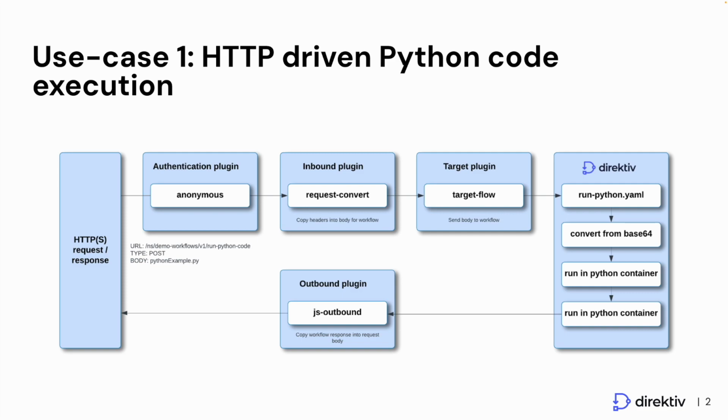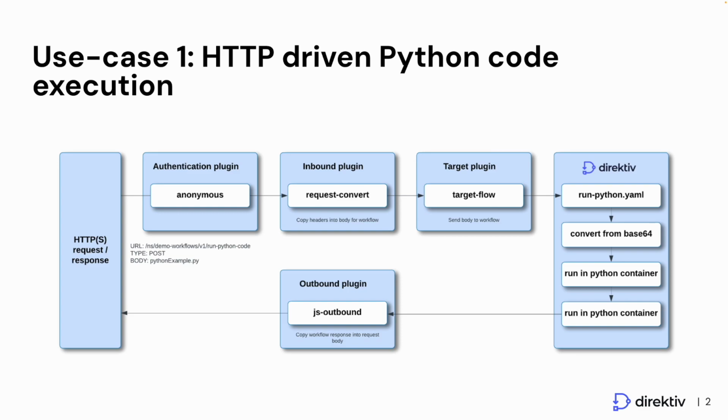The basic flow of this workflow is a user would send this HTTP or HTTPS request. The body would contain the Python or Golang or JavaScript, whatever you want to execute. But the API gateway will firstly receive this request. We're going to bypass all the authentication plugins. We just want to do this anonymously.